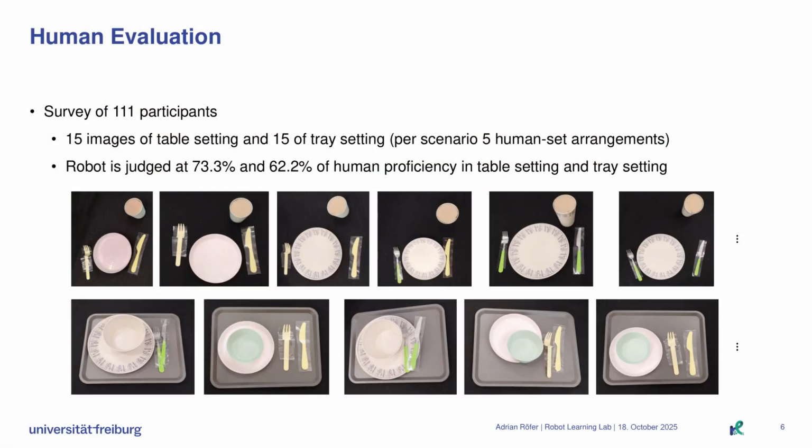To evaluate our approach's real-world performance, we survey 111 people for ratings of 15 table setting and 15 tray setting arrangements. 5 images of each set are arrangements produced by humans. By comparison, we find our approach to achieve 73.3% and 62.2% of human performance in these tasks.